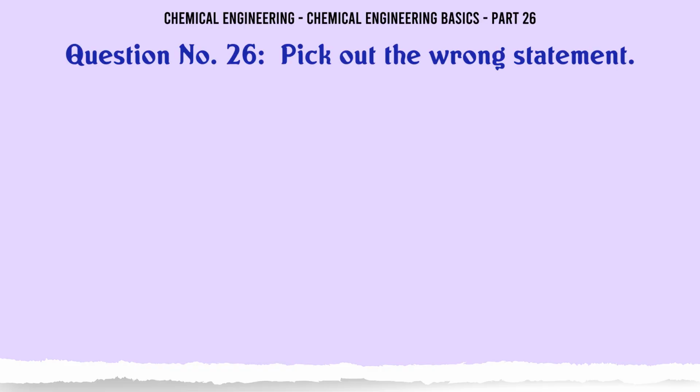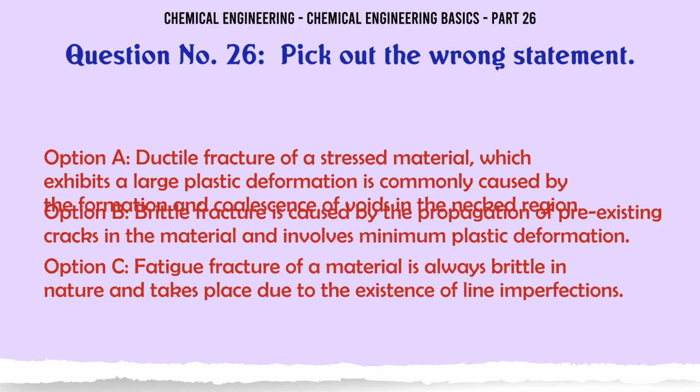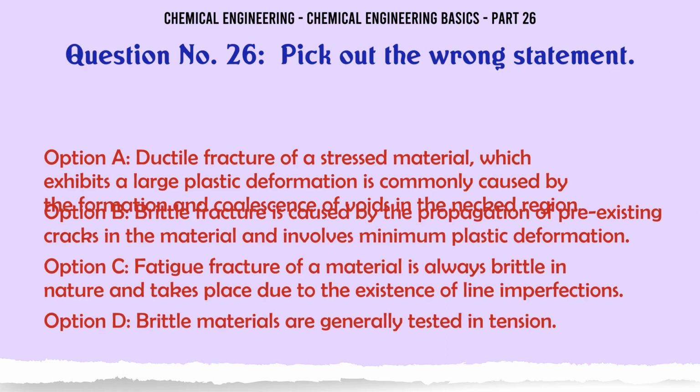Pick out the wrong statement. A. Ductile fracture of a stressed material which exhibits a large plastic deformation is commonly caused by the formation and coalescence of voids in the necked region. B. Brittle fracture is caused by the propagation of pre-existing cracks in the material and involves minimum plastic deformation.